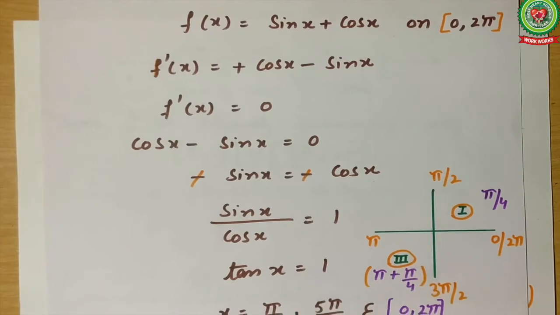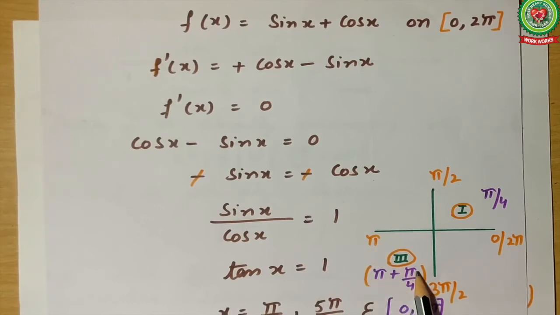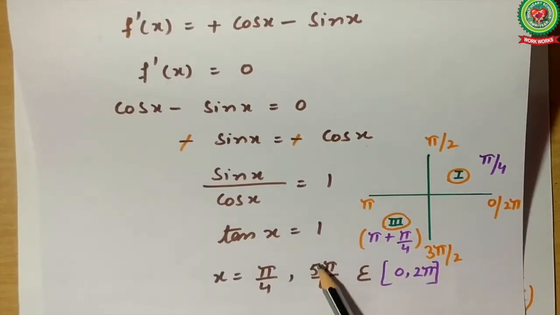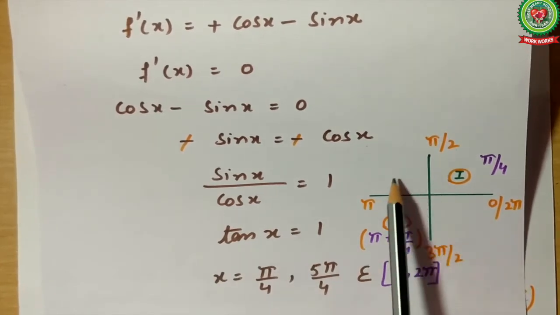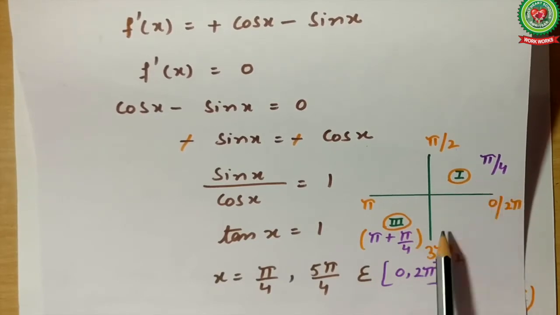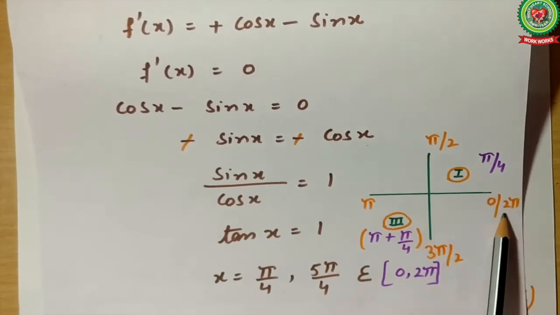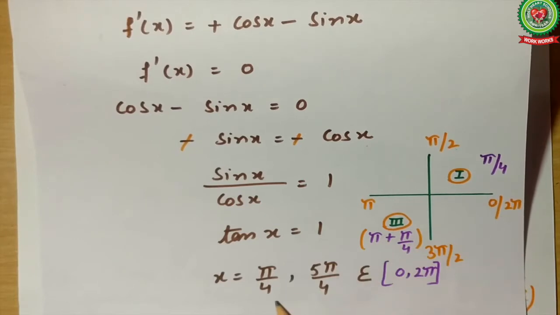In the first quadrant, directly π/4 is there. But in the third quadrant, it means π plus π/4. Clear? So π plus π/4, when you take the LCM, you will get 5π/4. Now π/4 and 5π/4, when we move according to the quadrants, both lie between 0 till 2π. That's why these two values belong to 0 till 2π and both are the solution set.